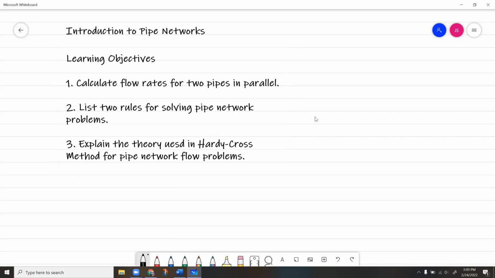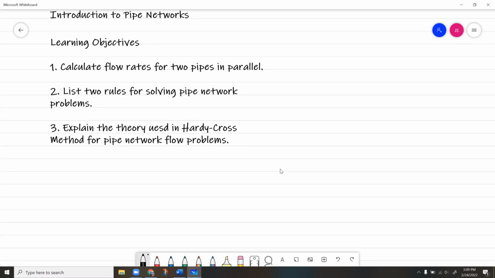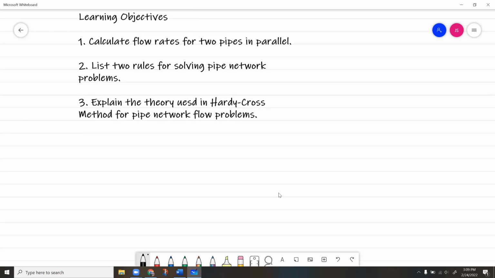And I'll describe what I mean by network in a minute. But the idea is basically a branching system, a pipe that branches and has multiple inlets and outlets. And how do you determine where flow goes in that system? All right, so what are we going to do first? Let's just draw this pipe system first. So we'll start with a very basic branching pipe system.